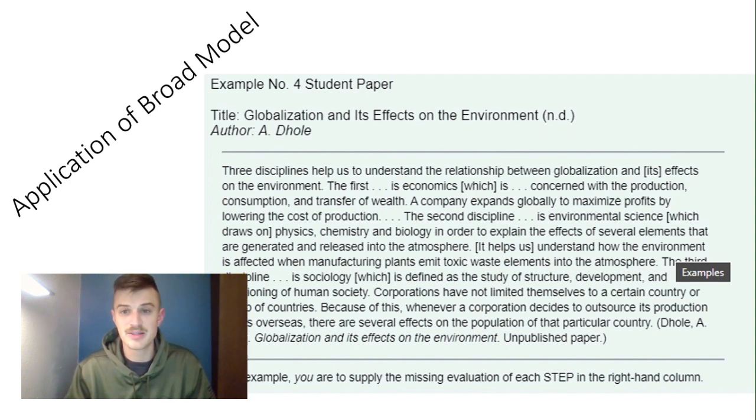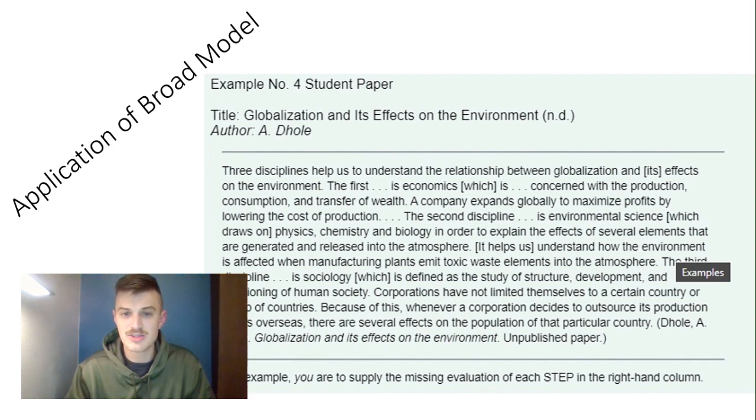The first is economics, which is concerned with the production, consumption, and transfer of wealth. A company expands globally to maximize profits by lowering the cost of production. The second discipline is environmental science, which draws on physics, chemistry, and biology in order to explain the effects of several elements that are generated and released into the atmosphere. It helps us understand how the environment is affected when manufacturing plants emit toxic waste elements into the atmosphere.